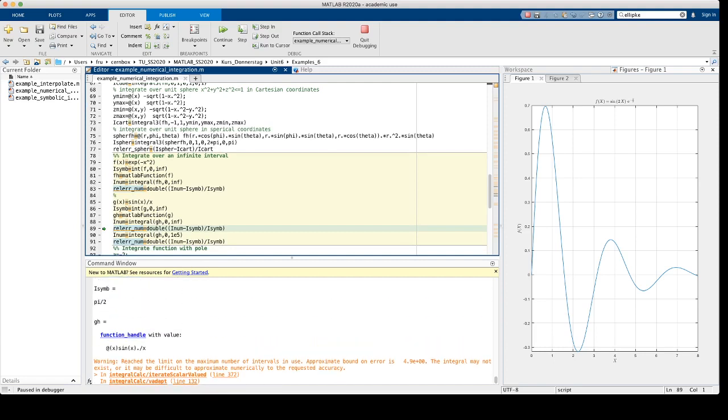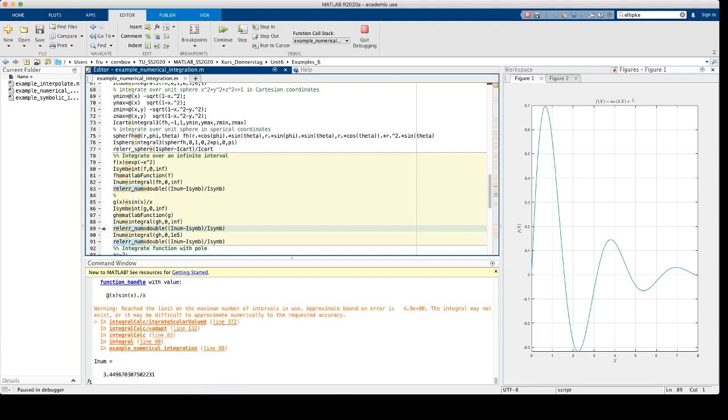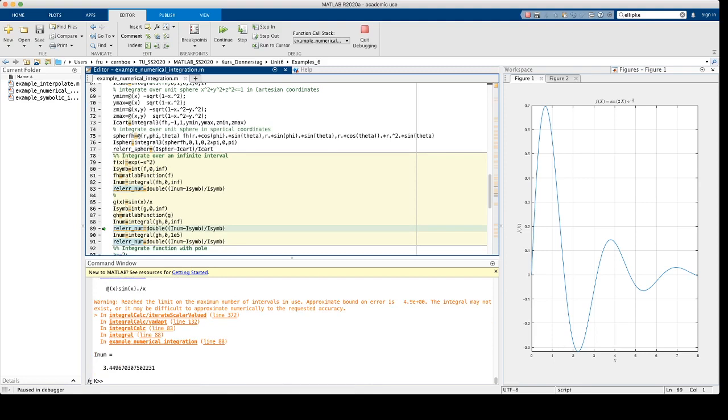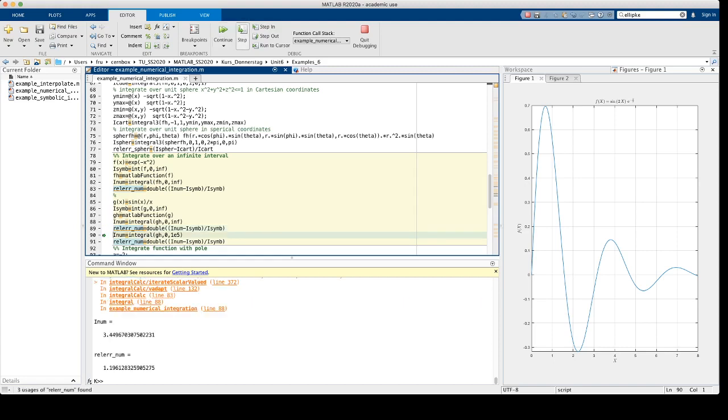You see the symbolic value is pi over 2 and integral returns 3.45, which is totally wrong. There's a huge relative error, more than 100%. So this obviously does not work.